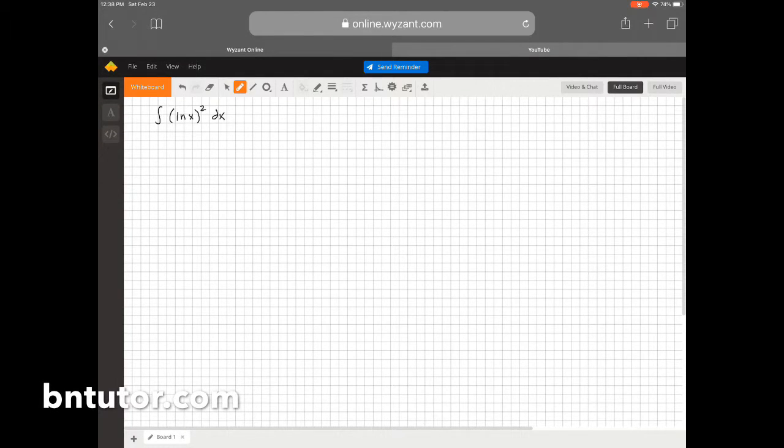The first thing that we can do is to rewrite this equation to be the natural log of x times the natural log of x. We do this because this integration by parts technique can be done whenever two functions are being multiplied together. And now it's a little easier to see that it is.